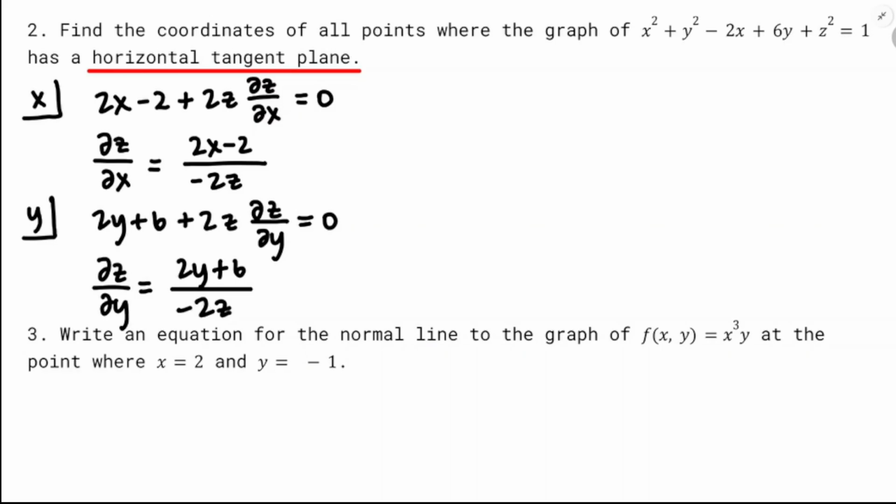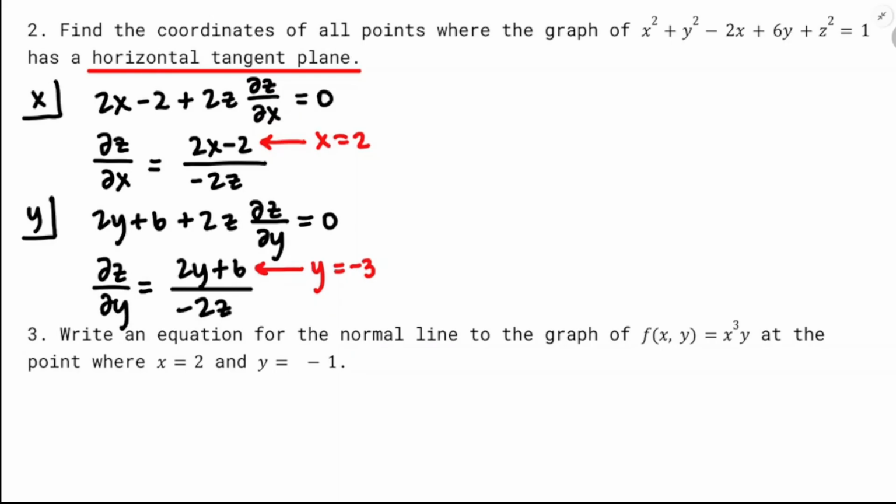Now, if I want them both to equal 0, that's going to mean that the numerators of both have to equal 0. I need this top to equal 0 and this top to equal 0 at the same time while the denominator is not equaling 0. So basically if we just find these points and we make sure that z is not 0, we should be good to go. 2x minus 2 equals 0 when x equals 2. And 2y plus 6 equals 0 when y is negative 3. And those two things could happen at the same time. x equals 2, y equals negative 3.